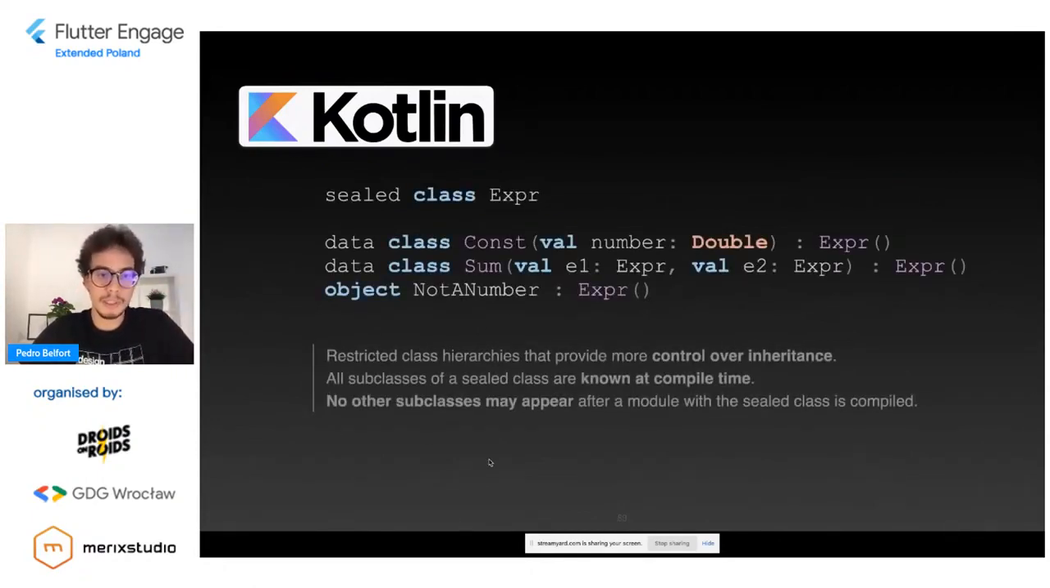Kotlin also supports sealed classes. So you would have, let's say, 3 classes here that extend from expression. And the nice thing about this is that all the subclasses of sealed classes are known at compile time, just as freezed gives us for Dart.